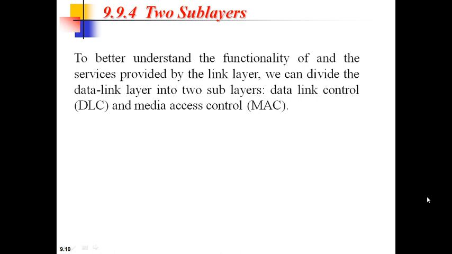For better understanding of the functionality and the services provided by the data link layer, it is divided into two sub-layers: one is data link control and the other is media access control. The data link layer provides functionalities such as framing, flow control, error control, and congestion control. In the next chapter, we will learn these functionalities. Data link layer, also known as layer 2, starts moving towards more logical concepts versus the physical layer below it.